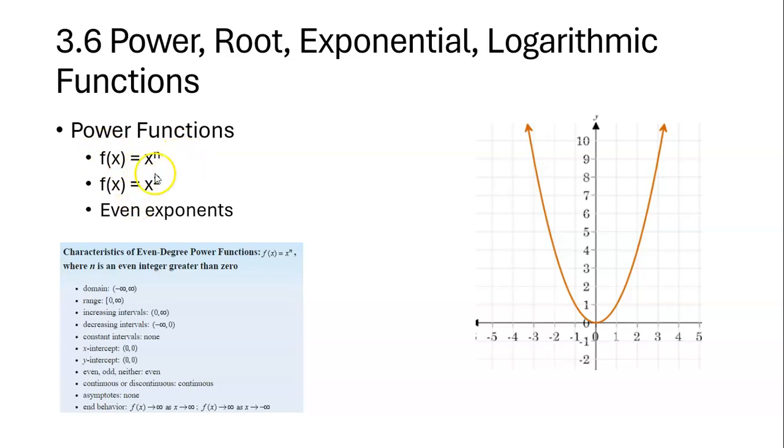So a power function is when we have, like, y is equal to x squared, or y is equal to x cubed, and it's different for even exponents and odd exponents. So here we have the even exponents, and it has domain, range, increasing, decreasing, all the stuff we've been talking about, x and y intercept, even, odd, continuous, discontinuous, etc., and behavior. And this is what it looks like if it has an even exponent, like y equals x to the fourth, that kind of thing.